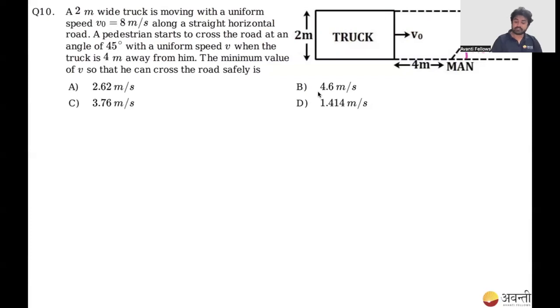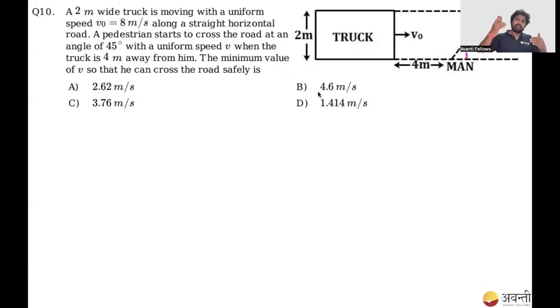When the truck is 4 meters away from that man. Now it is asking the minimum value of V so that he crosses the road safely. Imagine this scene and think. There is a man going on a road and a truck is coming from there. The man is not going in a straight path, but a little right. So truck is coming, man is going right. It will just escape. What is the condition when it will just escape that truck?